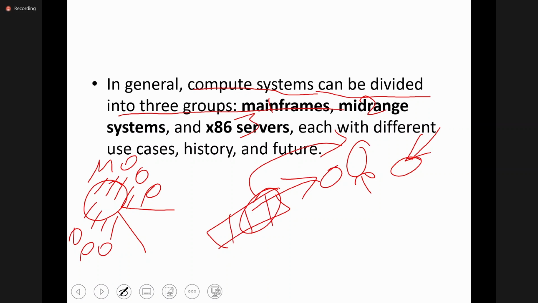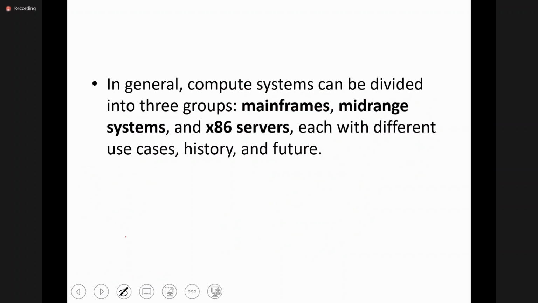For example, I have a huge data set. This data has been divided. One part goes to the first processor, the second part goes to the second processor, and so on. So this is the purpose of the mainframe. The mid-range system: those are servers which are commonly used.